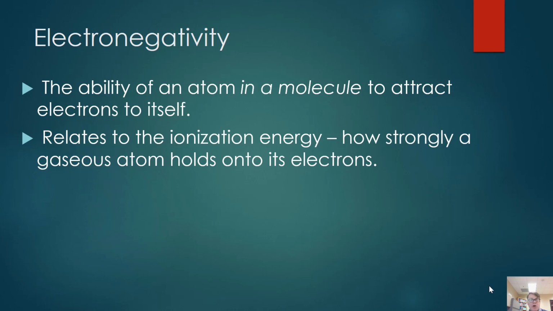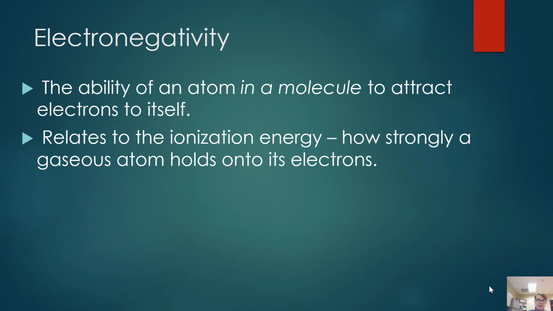So this relates to what's called the ionization energy. That's how strongly a gaseous version of an atom wants to hold on to its electrons. So on the far left side of the periodic table, the alkali metals, group 1, these atoms have a very low ionization energy. That is, they're like, here, take my electron, I don't want it. Lithium, sodium, potassium, take my electron. These have a very low ionization energy, and they have a very low electronegativity.